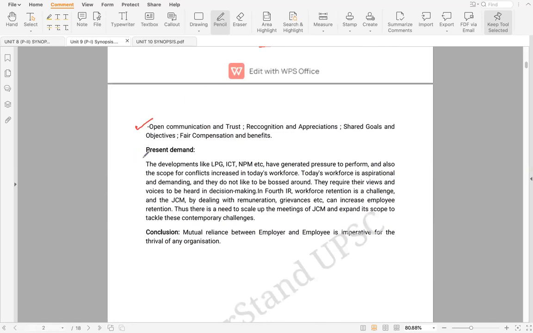What is the present demand? You have to also talk about the present context, right? The developments like LPG, ICT, NPM, etc. have generated pressure to perform, and also the scope for conflicts has increased because of the pressure to perform for the workforce. Today's workforce is aspirational and demanding, and they do not like to be bossed around. They require their views and voices to be heard in the decision making.